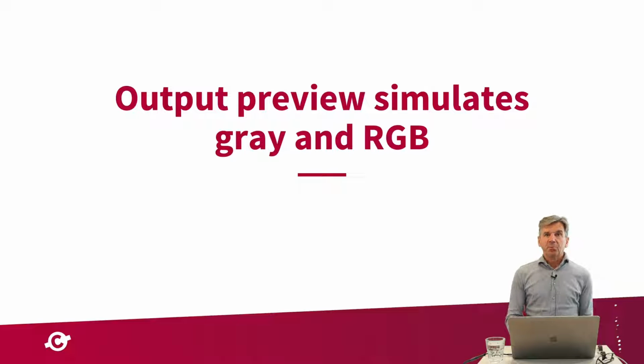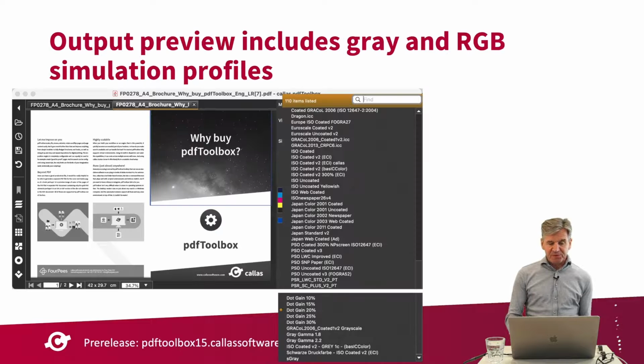Next one, output preview simulates gray and RGB, also color. So far you have the output preview in pdfToolbox that simulates the output. You can specify a simulation profile. So far you could only use CMYK profiles. From now on, you can also use RGB and, probably even more important, gray profiles, as what I have been doing here: a PDF page that is actually colorful, when used with a simulation profile for gray, will appear gray.